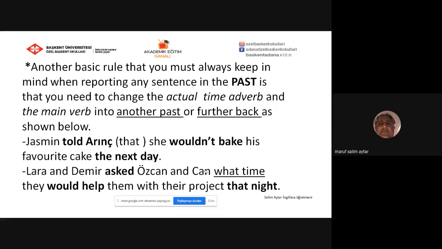Another basic rule that you must always keep in mind when reporting any sentence in the past is that you need to change the actual time adverb and the main verb into another past, or with other words, into further back, as shown below. Yasmin told Orange that she wouldn't bake his favorite cake the next day. See? Yasmin told Orange that she wouldn't bake his favorite cake the next day. Lara and Demir asked Özcan and Can what time they would help them with their project that night.